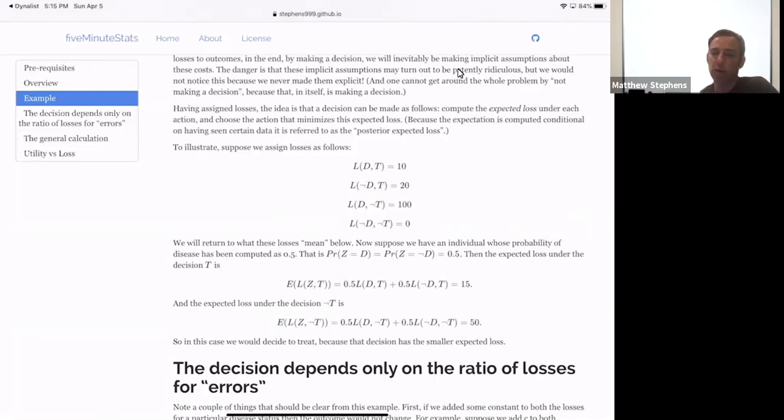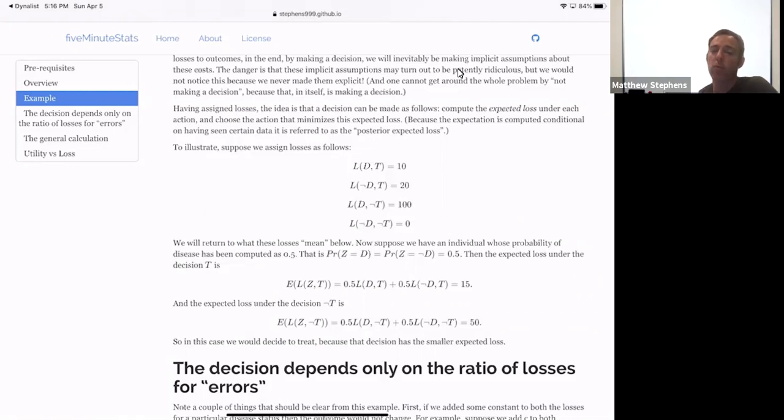Just to give an example in this vignette, I give losses to these four possible outcomes, where big is bad. So 100 is the worst possible outcome. In this case I've assigned that to the case where they're diseased and we don't treat them. Maybe this is a bad disease, and if we don't treat them, bad things happen. Let's not worry too much about what those losses mean for a moment. If we assign these losses, we're going to make our decision to try and minimize our expected loss.